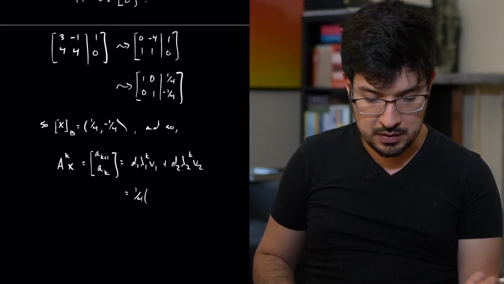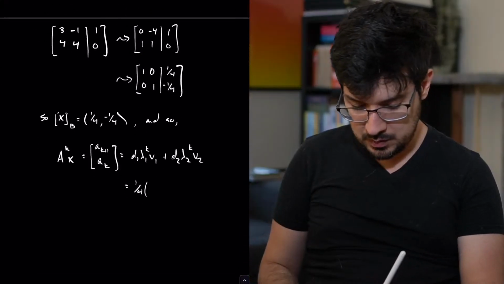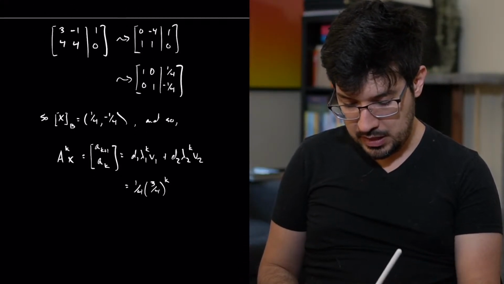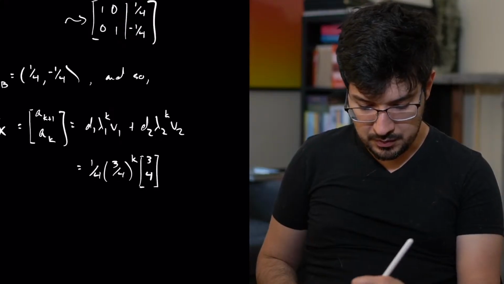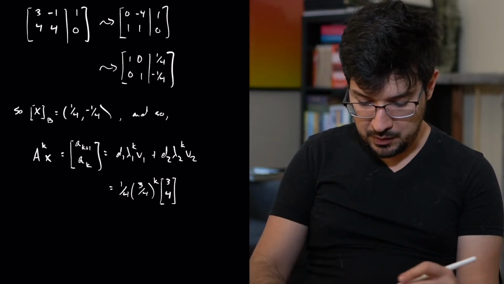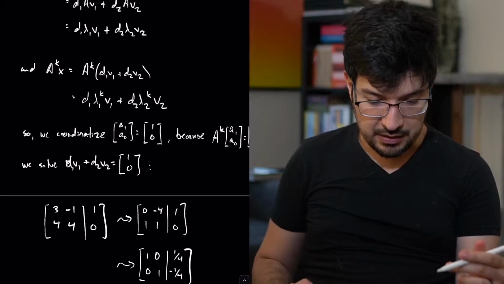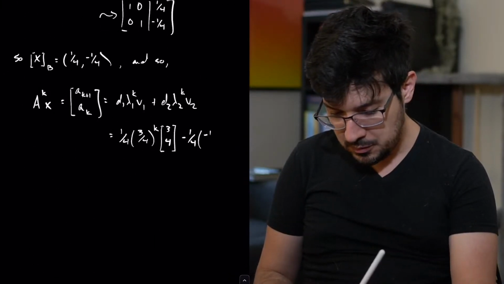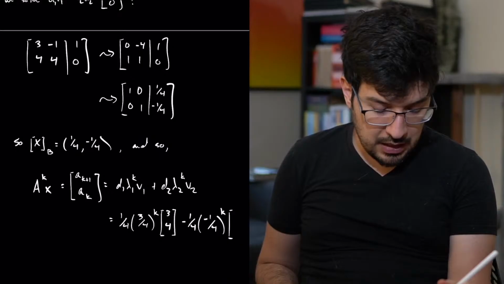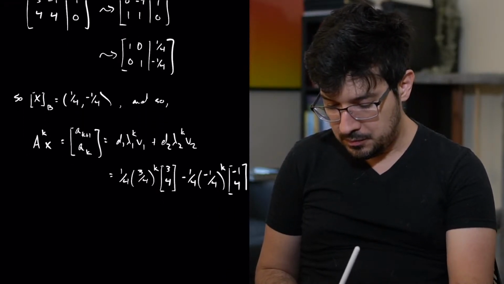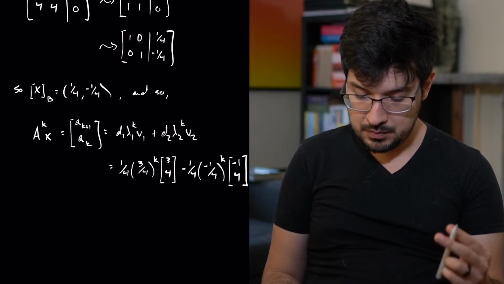Which is then 1/4 times lambda 1, which is 3/4, to the k times the eigenvector 3, 4, plus negative 1/4 times eigenvalue negative 1/4 to the k times eigenvector negative 1, 4. Wow, so this term goes to 0. Neat.